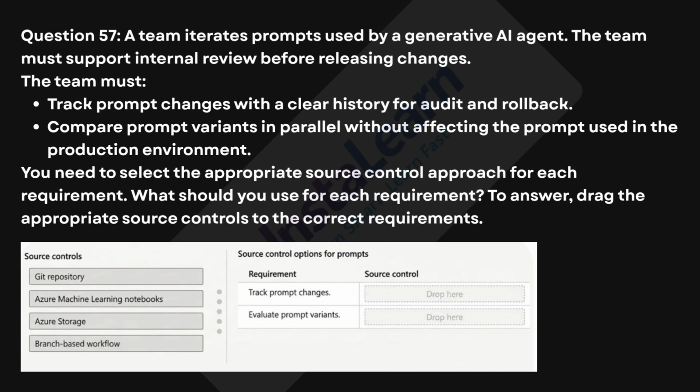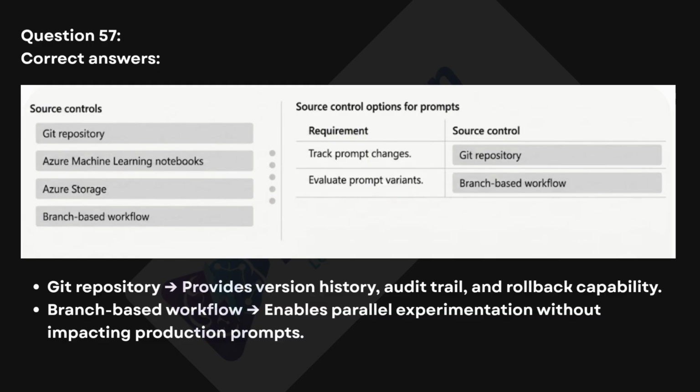Source controls. 1. Git repository. 2. Azure Machine Learning notebooks. 3. Azure Storage. 4. Branch-based workflow. Requirements. Track prompt changes. Evaluate prompt variants. Correct answers are Git repository: provides version history, audit trail, and rollback capability. Branch-based workflow: enables parallel experimentation without impacting production prompts.